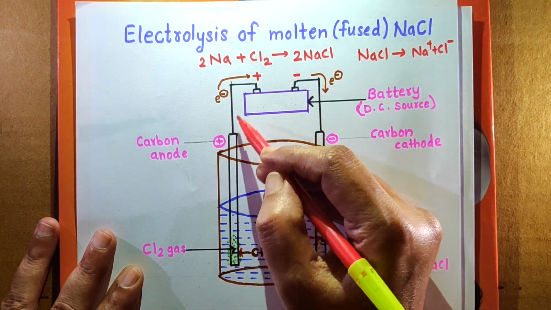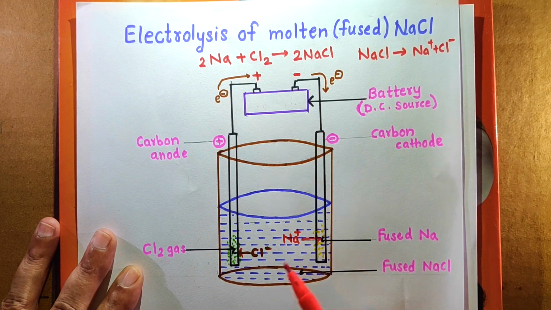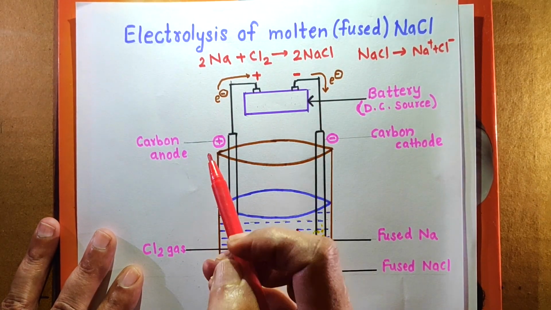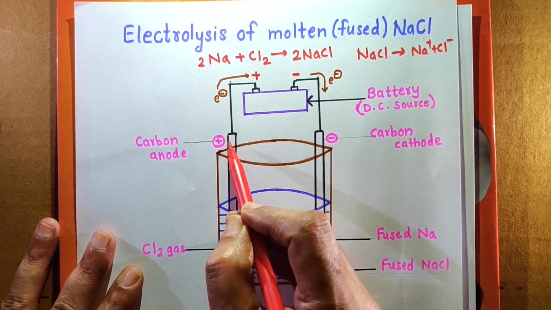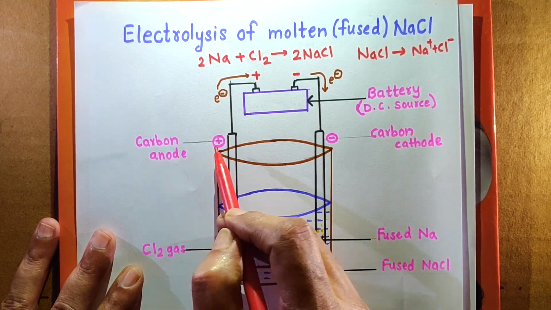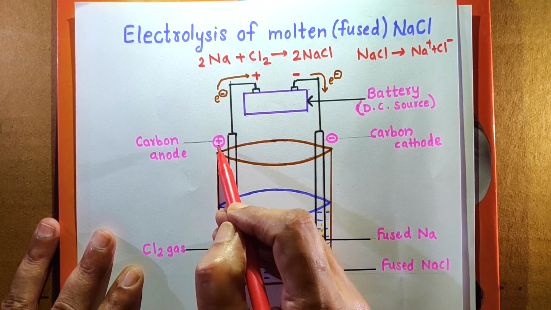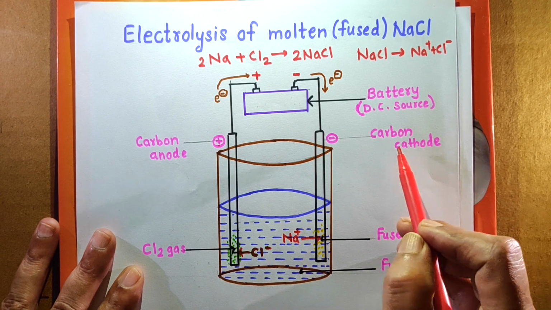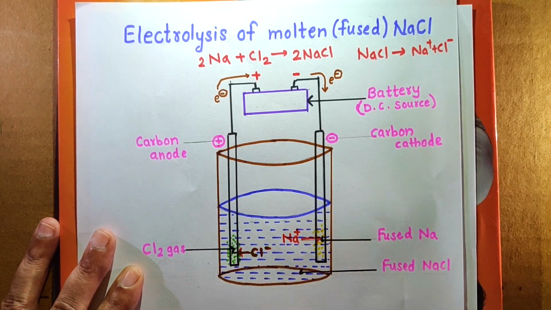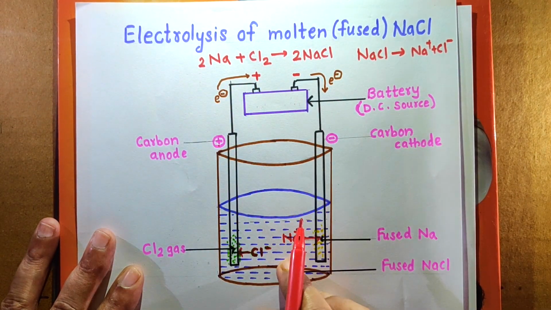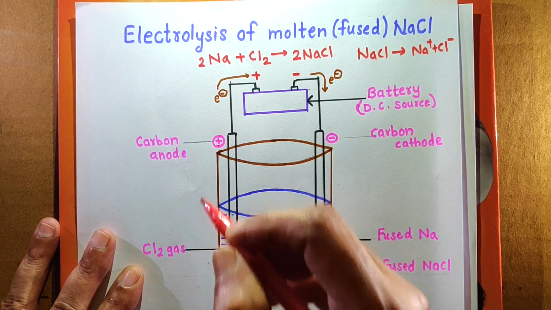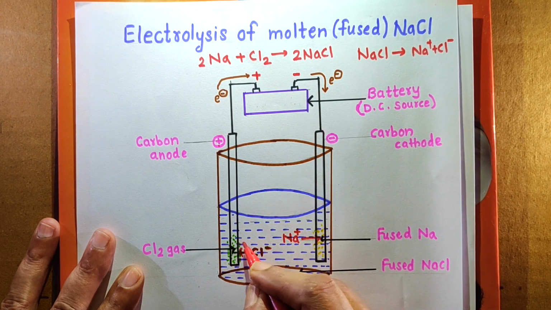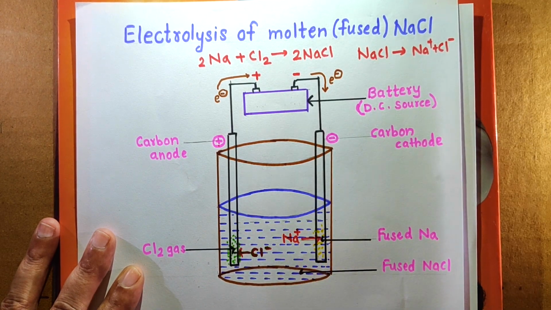One rod is connected to positive terminal of the battery and another rod is connected to negative terminal of the battery. That means this is positive electrode, which is called as anode, and this is negative electrode, which is called as cathode. Now, when potential is supplied through this battery, what will happen? This rod will become positively charged and this will become negatively charged.